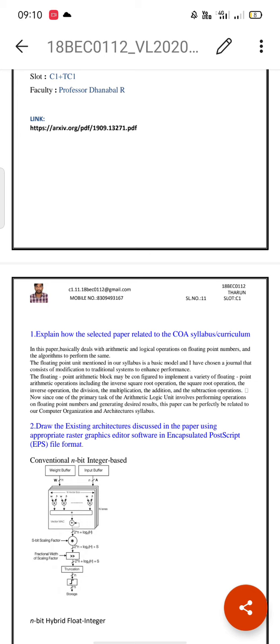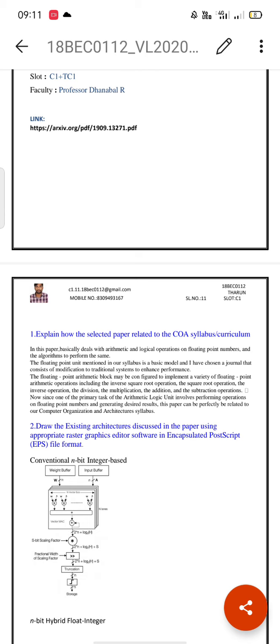curriculum. This paper basically deals with the arithmetic and logic operations on floating point numbers and the arithmetic to perform the same, and the floating point unit mentioned in our syllabus is a basic model, and I have chosen a general one that consists of modifications to a traditional system to enhance the performance, and the floating point arithmetic block may be configured to implement a variety of floating point arithmetic operations, including the inverse square root operation, inverse operation, division, multiplication, addition, and subtraction operations.